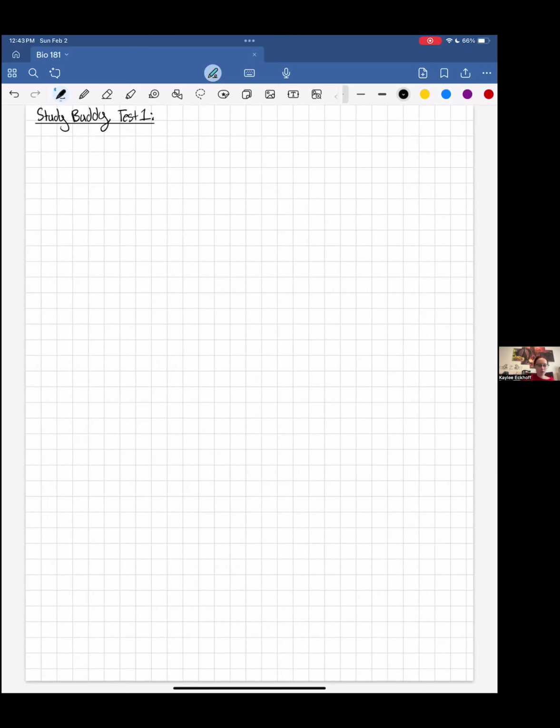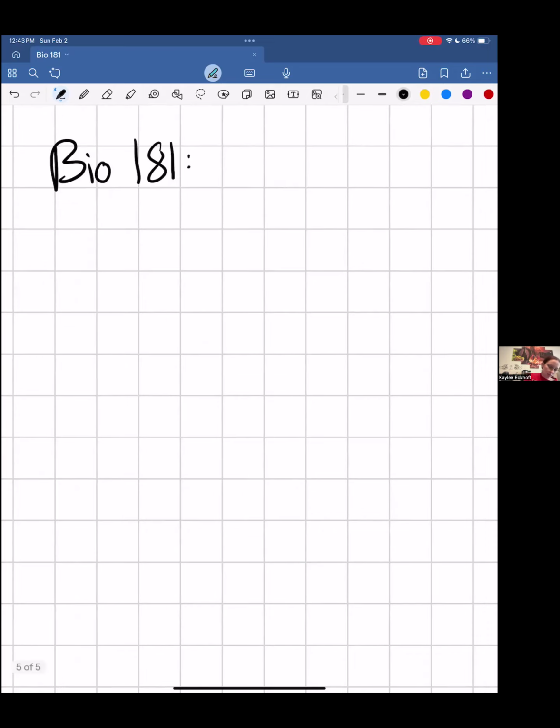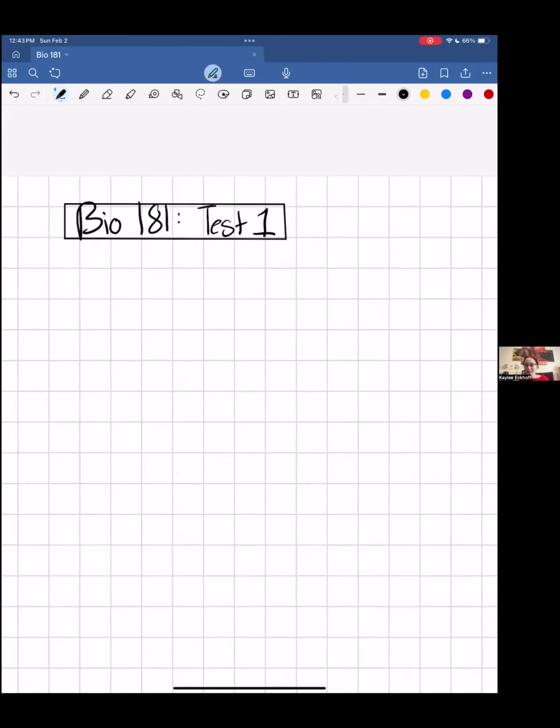The way I like to start my concept map is by going to the very top and writing Bio 181, test one, because that's what we're mapping today. Normally I'll put it in a little box or highlight it, whatever better fits your vibe. If you're really OCD like me when it comes to any sort of notes, you'll probably do a box. But yeah, goodness gracious. Okay, we're going to pretend that's perfect.